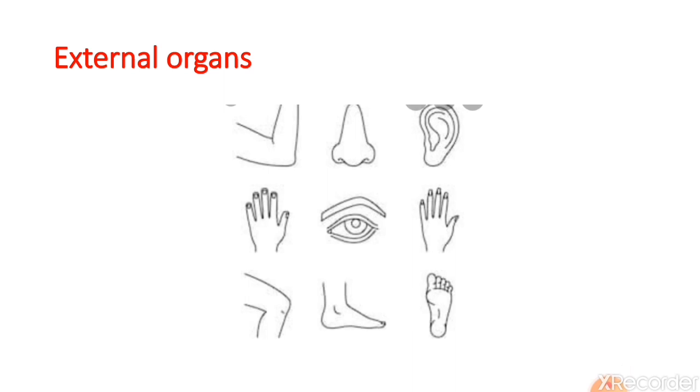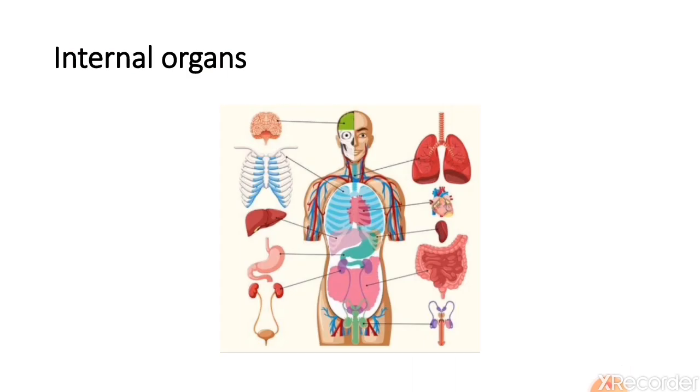In the previous videos, in chapter number 1, you have learned that our body is made up of different kinds of organs, and there are two types of organs present in our body: external organs and internal organs. In this picture, you can see the external organs and the internal organs. So our body is made up of external and internal organs, and all the organs have specific work to do.